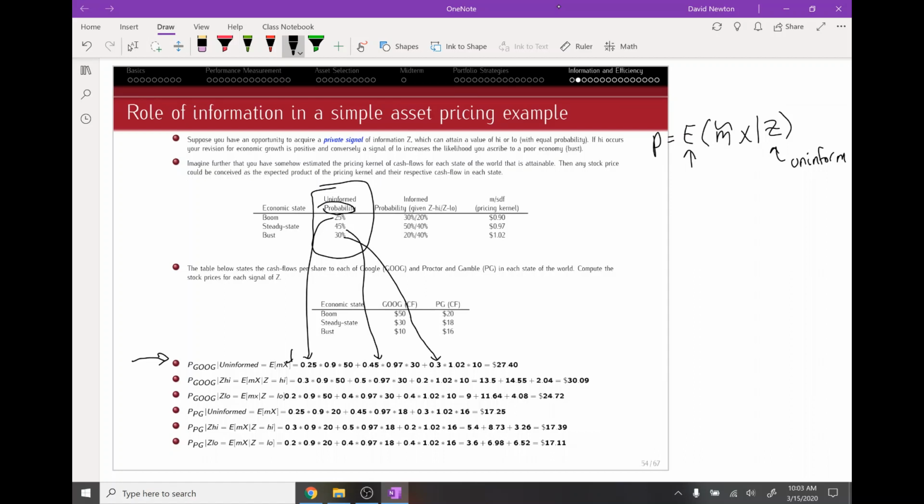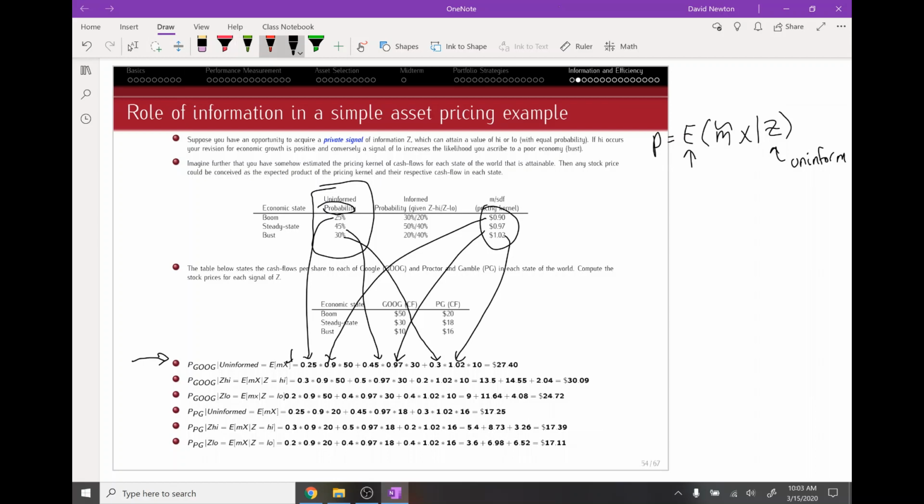And then we have the pricing kernel, which for the moment, just accept it as a number. I'll tell you where it's coming from momentarily. So the associated M's go like this. So here we have a 25% chance of a boom. If there is a boom, the pricing kernel is this. And then here we have a pricing kernel of 97 cents for the case of a steady state, and a pricing kernel of $1.02.